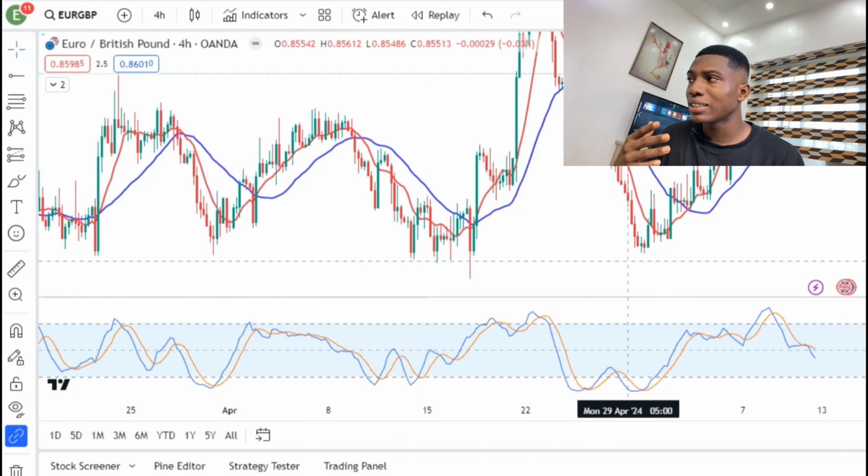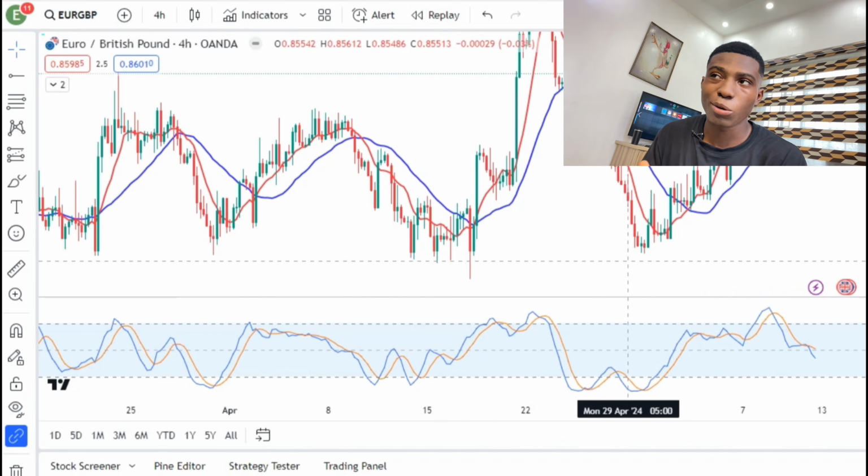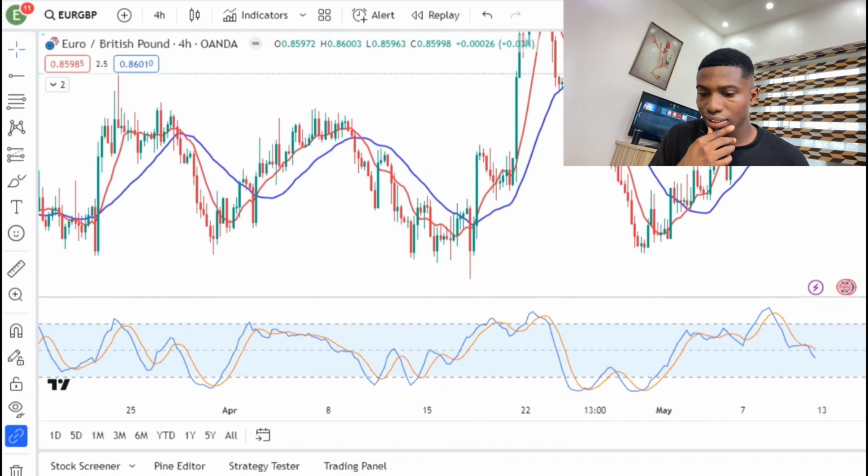I've noticed the RSI trying to do the same work as the stochastic, but the stochastic actually does this work better than the RSI, the relative strength index. The relative strength index helps you find the overbought zone and oversold zone. Now this stochastic will help you find that overbought and oversold zone, and then you can even buy on top of it. Now let's take it deep.